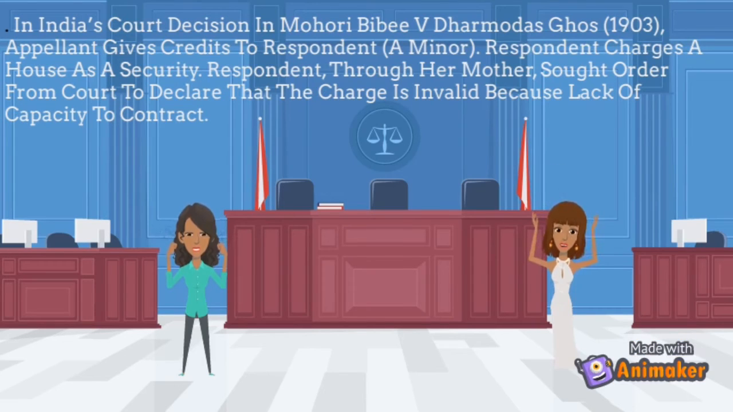In the Indian court decision in Mohori Bibi v Dharmodas, 1903, the appellant gave credit to the respondent, a minor. The respondent charged a house as security. The respondent, through her mother, sought an order from court to declare that the charge is invalid because of lack of capacity to contract.